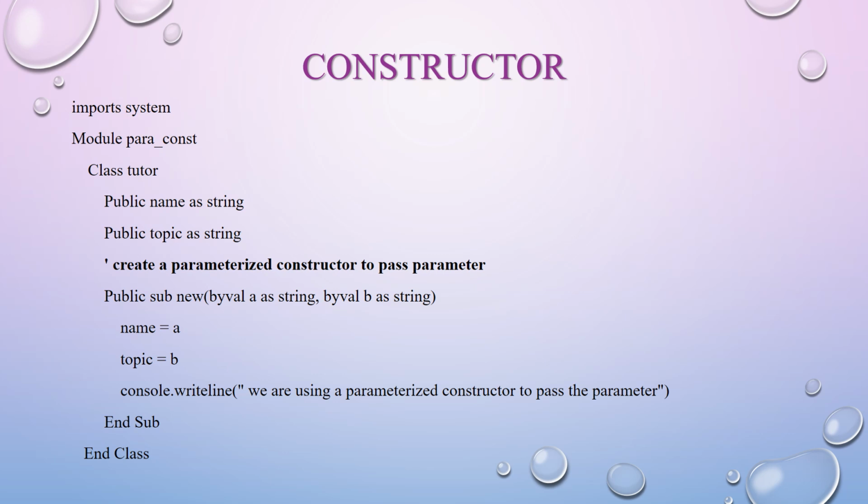Next, this is a parameterized constructor. Unlike the default constructor, this one accepts arguments. When an object of the class is created, we must pass values to it. Here the constructor takes two parameters, A and B, and assigns them to name and topic. It also prints a message. We are using a parameterized constructor to pass the parameters, and the message shows that this constructor is being used. Next, the Main function.